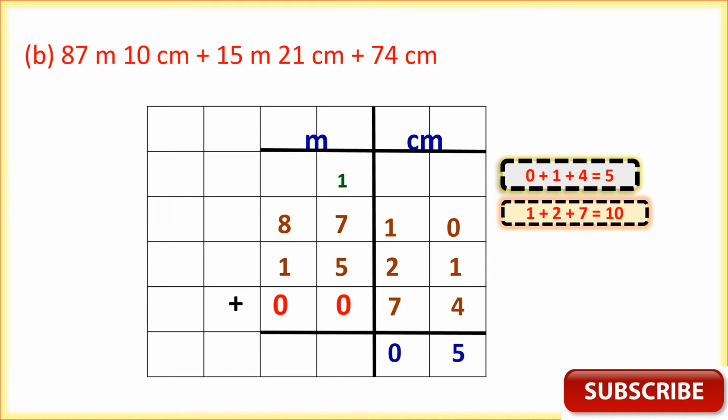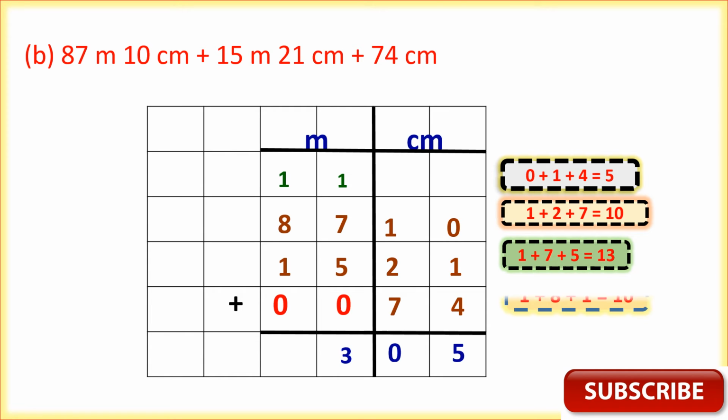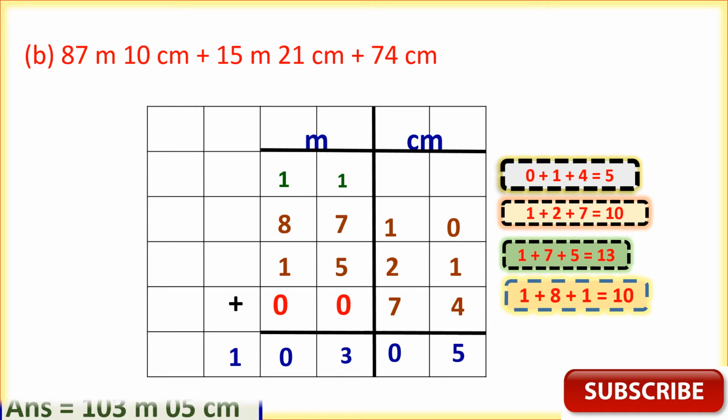Now we will add meters column. 1 plus 7 plus 5 is equal to 13. 1 is carried over and 3 we will write over here. Now we will add 1 plus 8 plus 1 which is equal to 10. Children, so the answer is 103 meters and 5 centimeters.